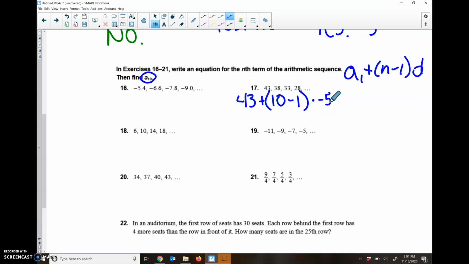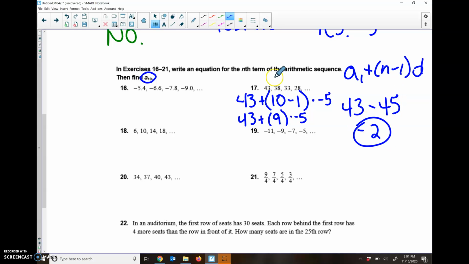Okay, so here it just wants us to write the equation here. So I'm going to end up solving this. So I have 43 plus 9 times negative 5. So then 9 times negative 5 is negative 45. So 43 minus 45 is negative 2.